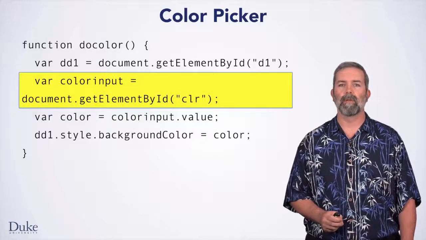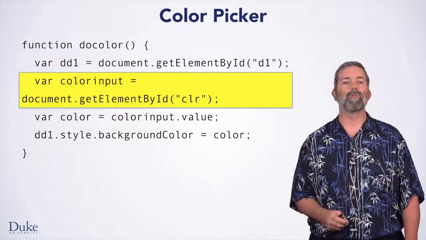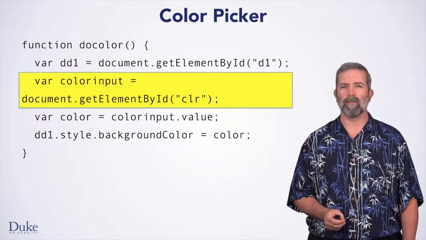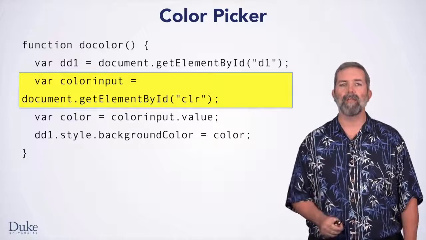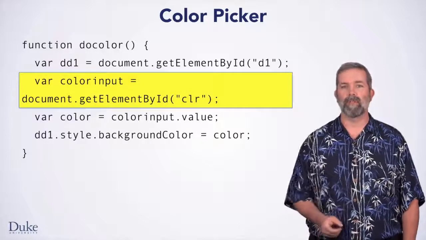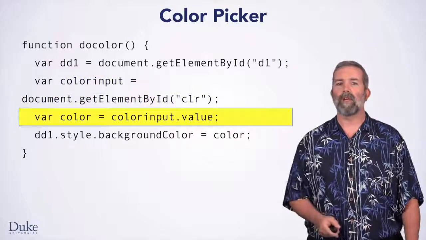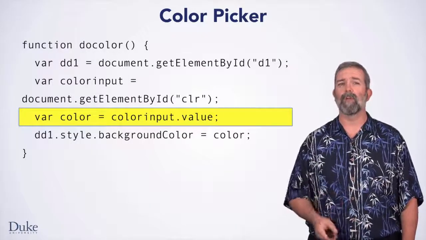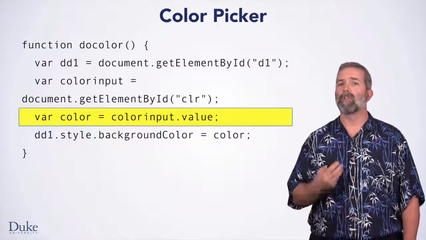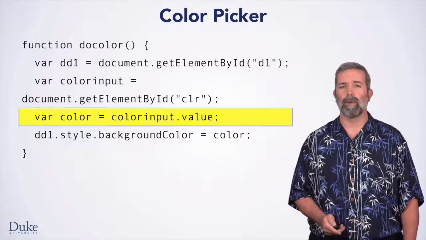in the document. As before, you can choose any name you want for your variable names, but the IDs given in the strings must match those IDs given in the HTML elements. The value of the color chooser is accessed using the .value attribute or field of the color chooser HTML element stored in the variable color input.